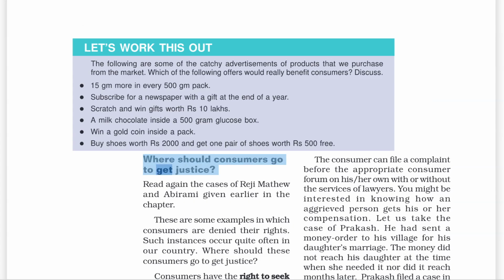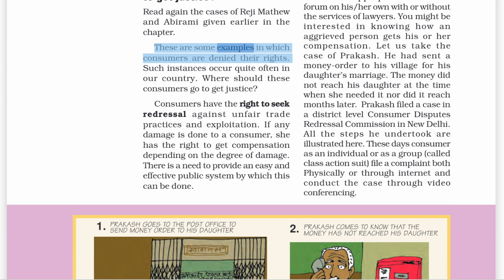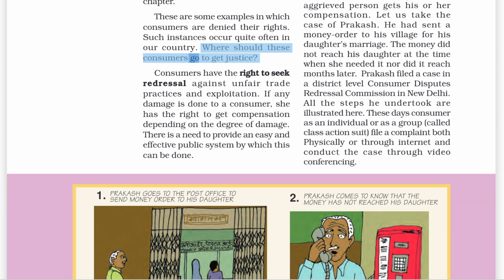Where should consumers go to get justice? Read again the cases of Reggie Matthew and Abhirami given earlier in the chapter. These are some examples in which consumers are denied their rights. Such instances occur quite often in our country. Where should these consumers go to get justice?